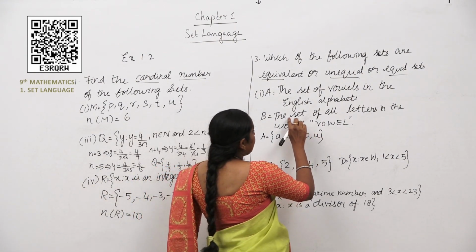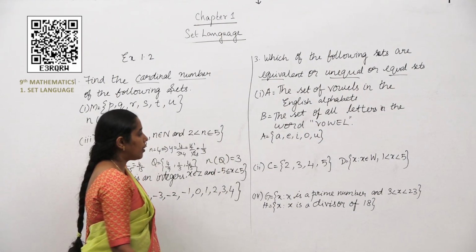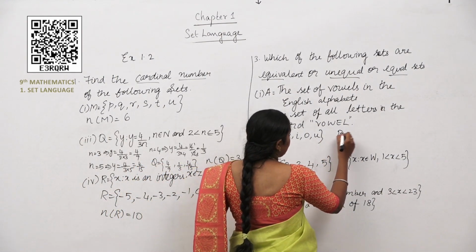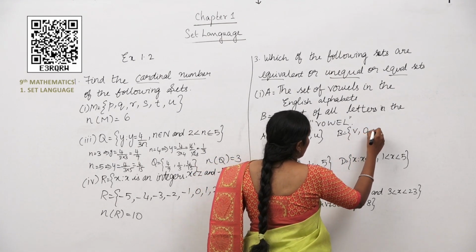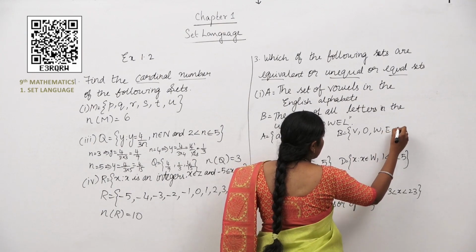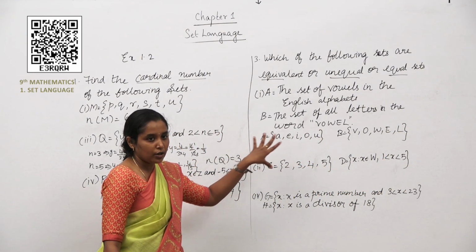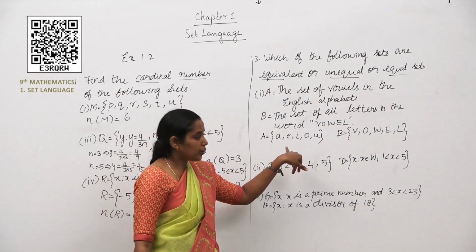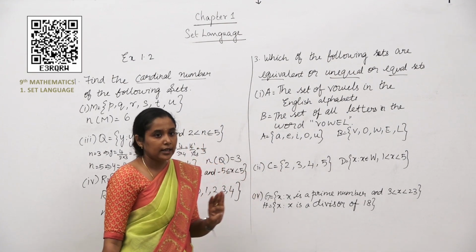Next, B is equal to the set of all letters in the word vowel. Letters in the word vowel, how will you write? V, O, W, E, L. Whether it is an equal set: it is not an equal set, because by seeing you can say A is not there, E is there, so it is not an equal set.